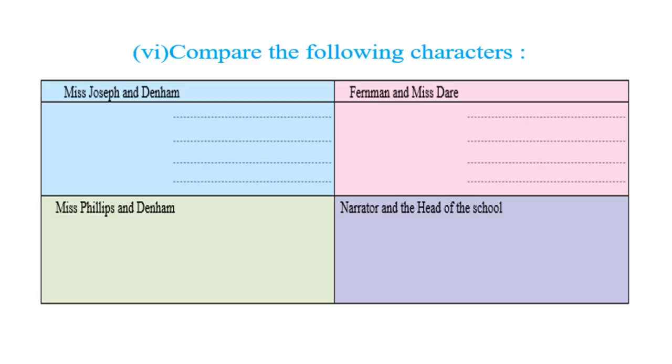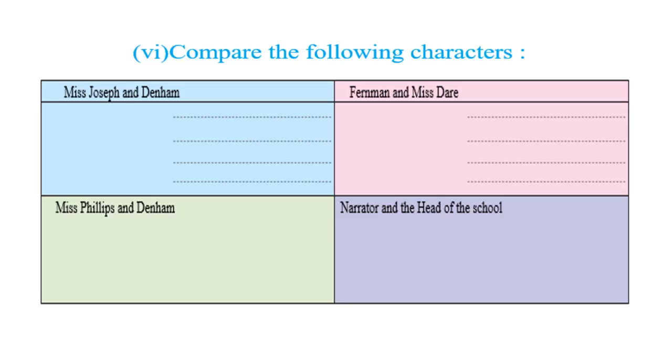Next question is compare the following characters. We have to compare Miss Joseph and Denham with reference to the likenesses as well as the opposite things about Miss Joseph and Denham. We can write both of them. Miss Phillips and Denham: how Miss Phillips was able to convince Denham.